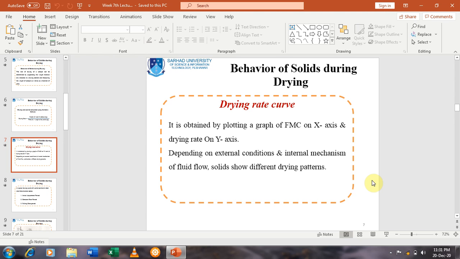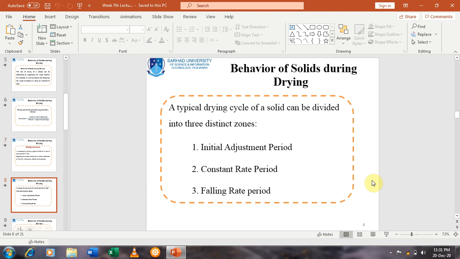And the drying rate curve may be obtained by plotting a curve of free moisture content on the x-axis, while on the y-axis we put the drying rate as well. Then we can observe the different drying patterns depending on the external condition and internal mechanism of fluid flow.